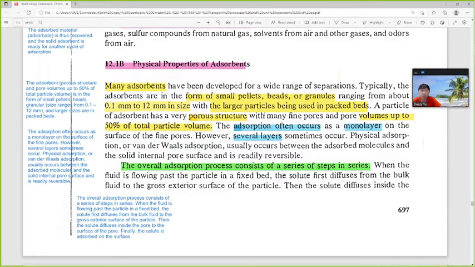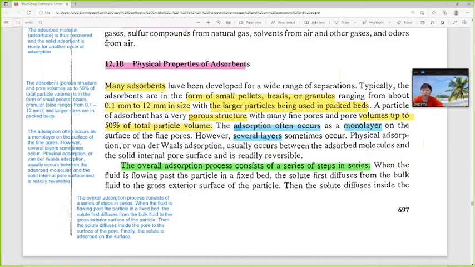The absorption often occurs as a monolayer on the surface of the fine pores. However, several layers sometimes occur. Physical absorption, or van der Waals absorption, usually occurs between the absorbent molecules and the solid internal pore surface and is readily reversible. Okay, like a cycle of absorption.